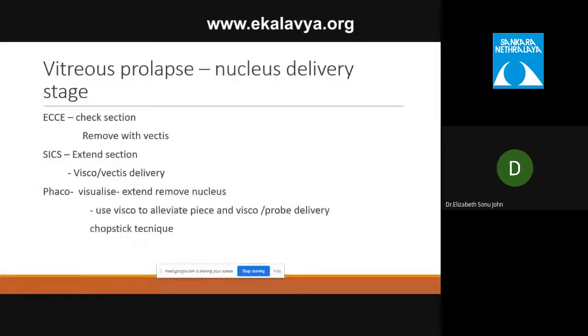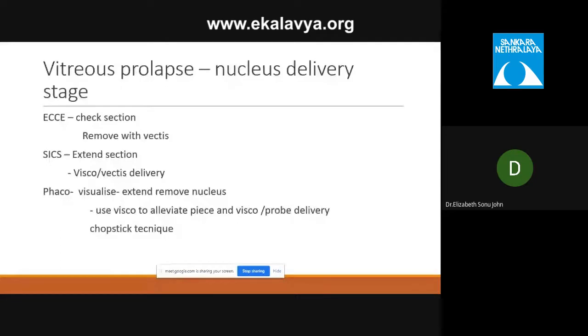So in phaco, again, visualize the rent and extend. Again, you can convert to ECCE, just extend and remove if it's the whole nucleus. The rent has occurred when the nucleus is in the eye.